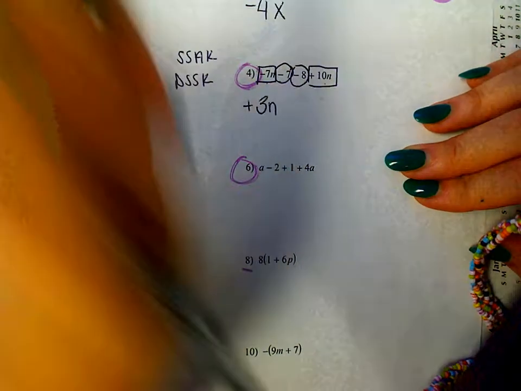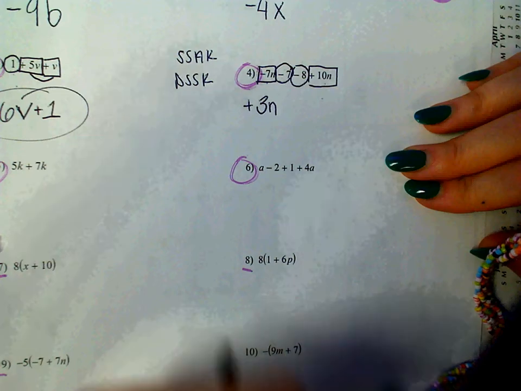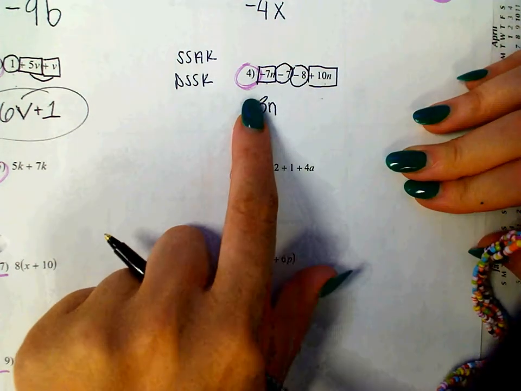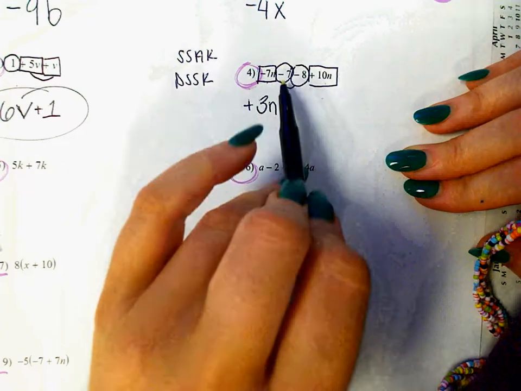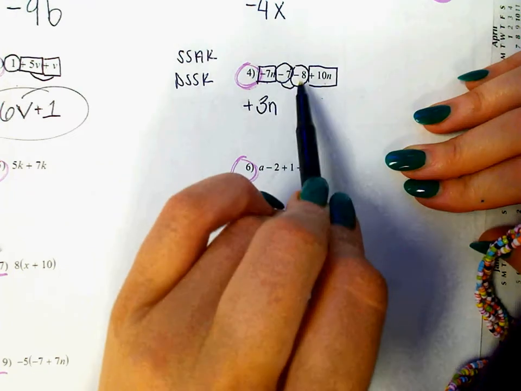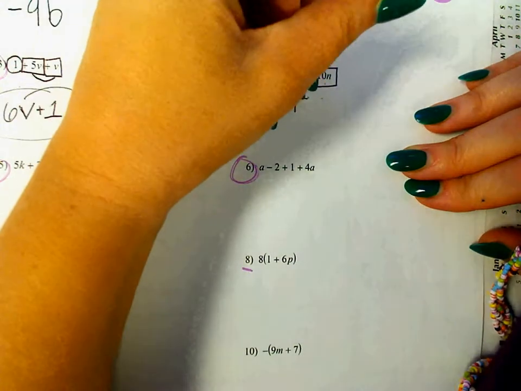Don't forget to write the n. Some of you guys were forgetting to put the variable in class. So 3n, that's what you get when you combine your squares, and then we'll combine our circles. Same sign, add and keep. So negative 7 and negative 8 is negative 15.